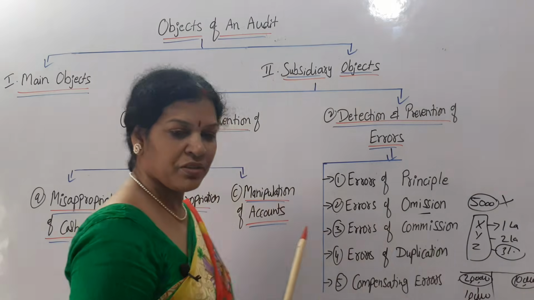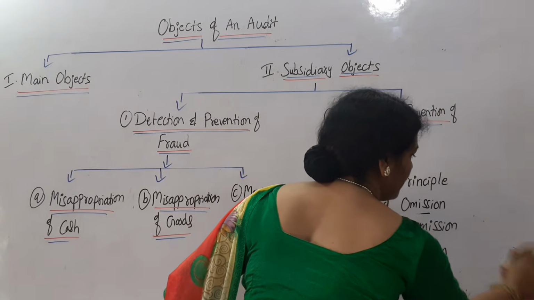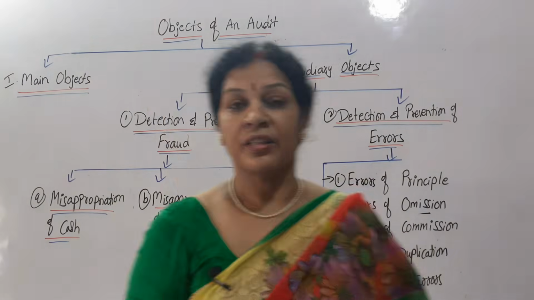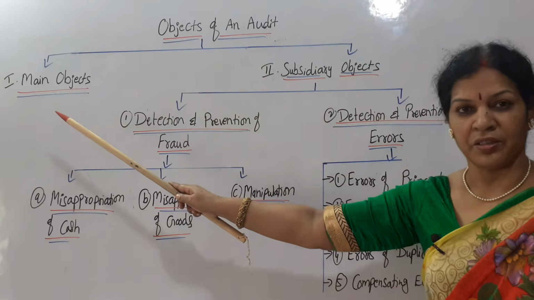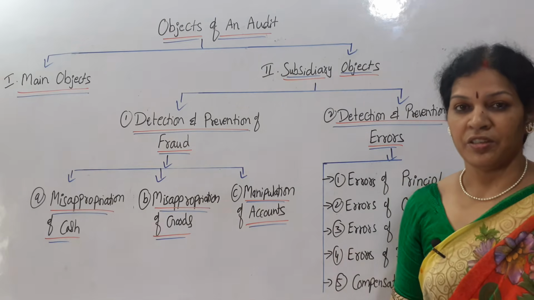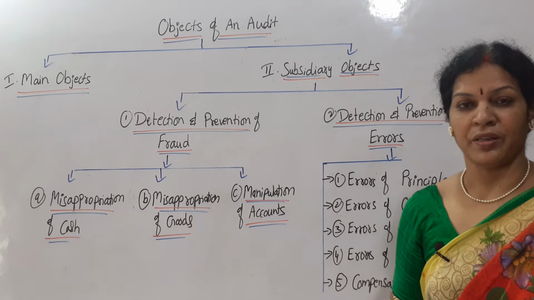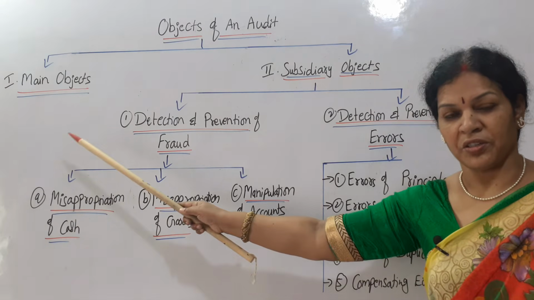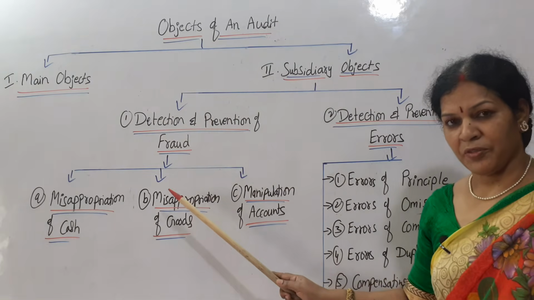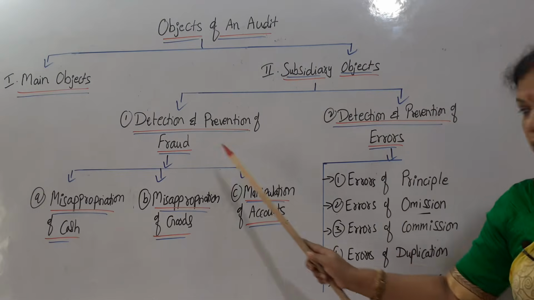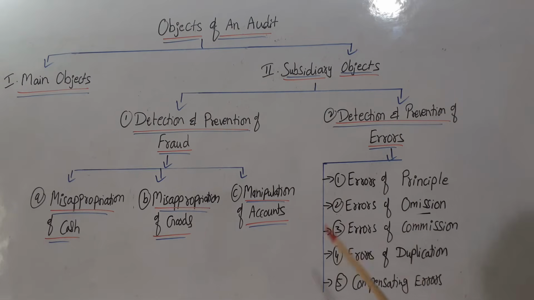Now anyway, we have discussed only types of errors and types of frauds, right? The main object of auditing is checking the transactions and saying that the accuracy of the accountancy, all the transactions are true and fair as per the knowledge of the auditor. That is the main object. Now when it comes to subsidiary objects, detection and prevention of frauds, detection and prevention of errors. Here also we have discussed 3 types of frauds and 5 types of errors.